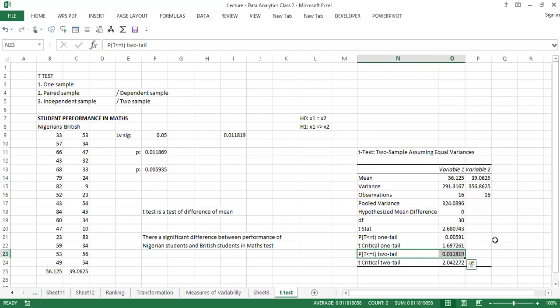Okay, t critical is this, which means the cutoff, the borderline, is this. This one actually corresponds to a p of 0.05.